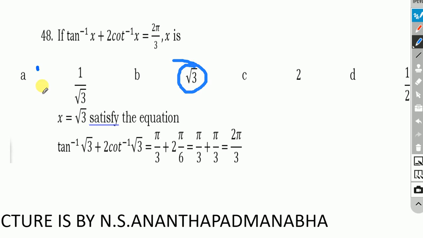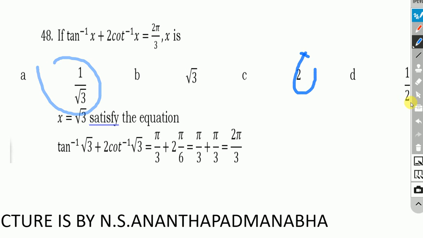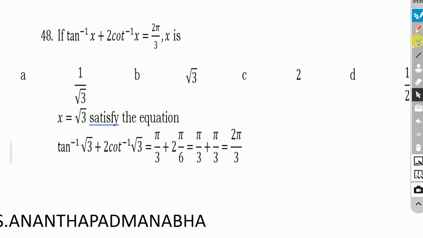When you put x equals root 3, I have tan inverse of root 3 plus 2 cot inverse of root 3. Tan inverse of root 3 is pi by 3, that is 60 degrees. 2 into cot inverse of root 3, which is pi by 6, is also pi by 3. So pi by 3 plus pi by 3 is 2 pi by 3, which is the right hand side. Therefore x equals root 3 satisfies the given equation. So the answer is option B.